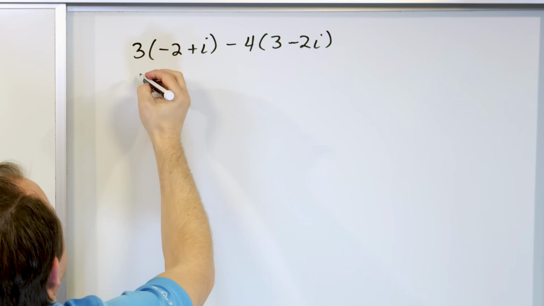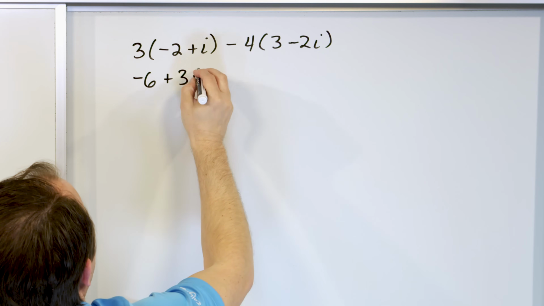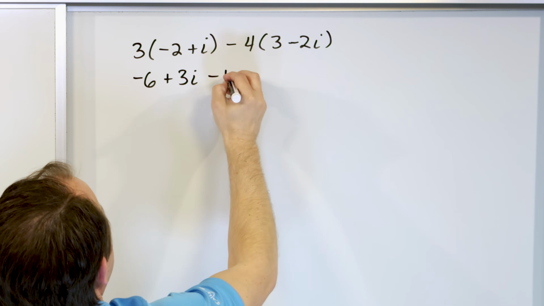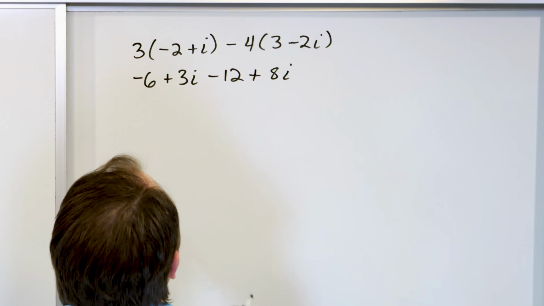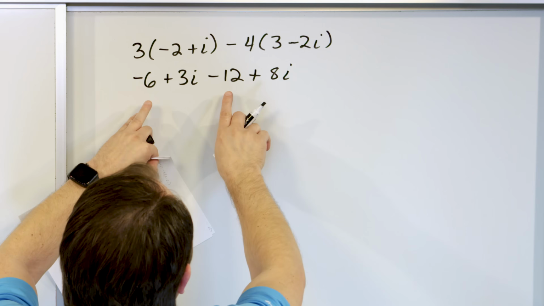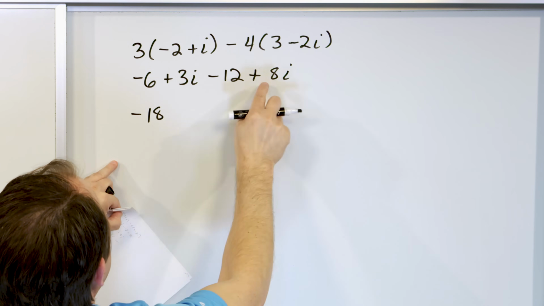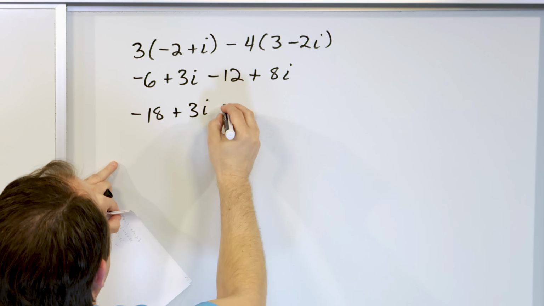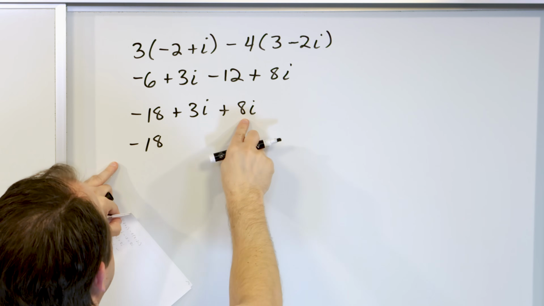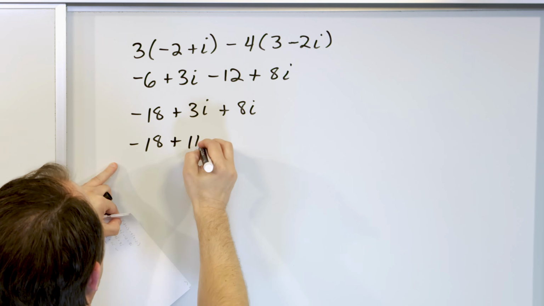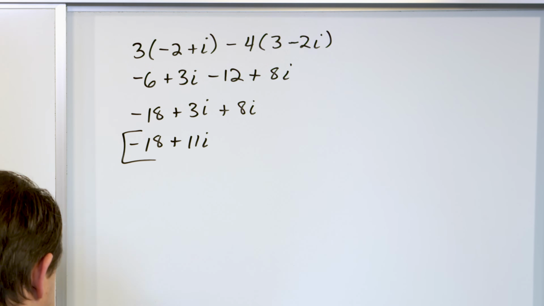So you have 3 times negative 2 is negative 6. 3 times i is 3i. This is negative 4 times 3 is negative 12. Negative 4 times negative 2i is positive 8i. And then you collect terms. So the real part is negative 6 minus 12 gives you negative 18. But I still have these imaginary things, so I'm going to keep them along for the next step. And then finally I have, what's 3 plus 8 is 11i. So you have negative 18 plus 11i, and that's the final answer there.